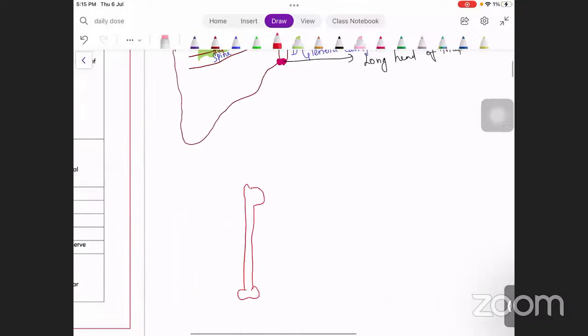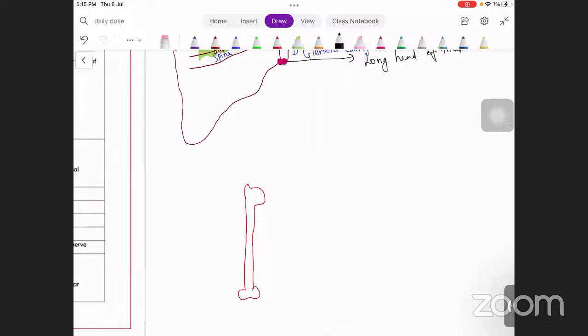Okay, consider a rough diagram of humerus. So you are having a head here. Behind the head, you have this anatomical neck, and behind the anatomical neck, you have the surgical neck. Speaking about the humerus, the carrying angle of your humerus is 163 degree, which is so called as carrying angle.